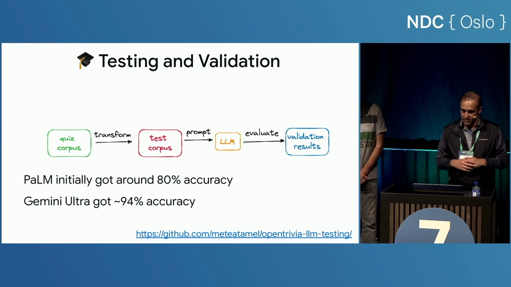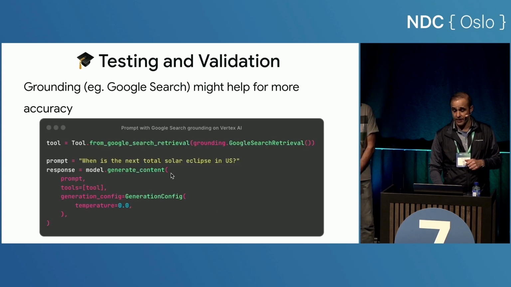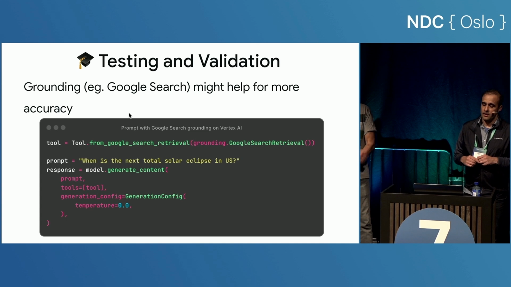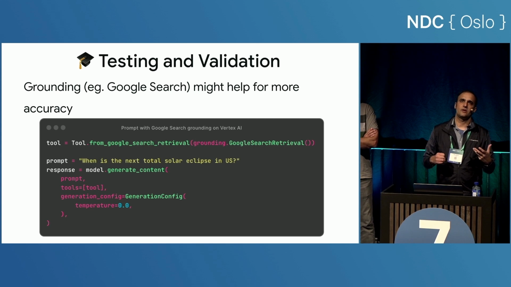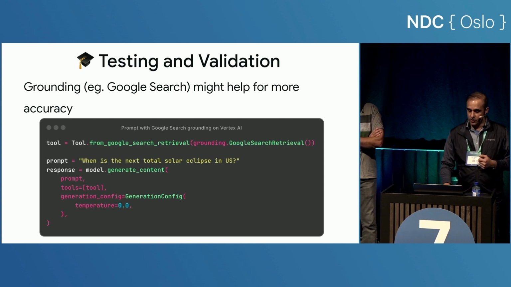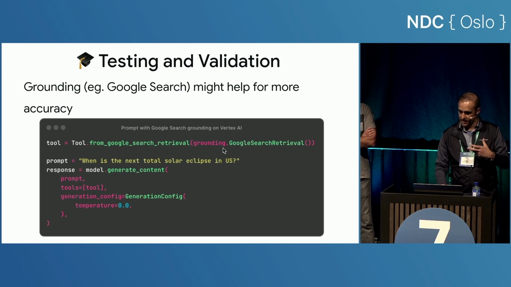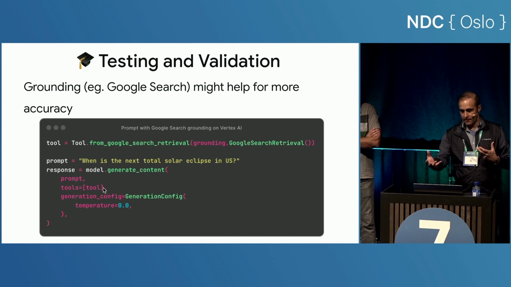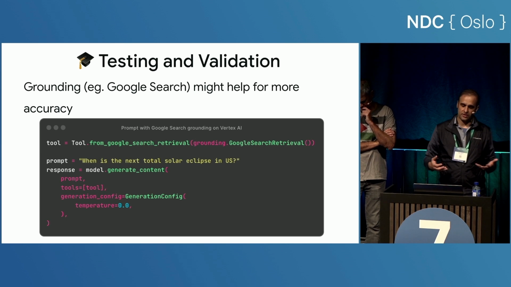That's the key point here. And there's also something called grounding. Grounding is basically trying to make your LLMs grounded in some data. This can be either your own private data, or it can be Google search. And actually, it's very easy to use. All you need to do is create a tool, and you just say, my tool is Google search retrieval, and you pass that tool to your model, and then the model uses Google search to ground its answers.